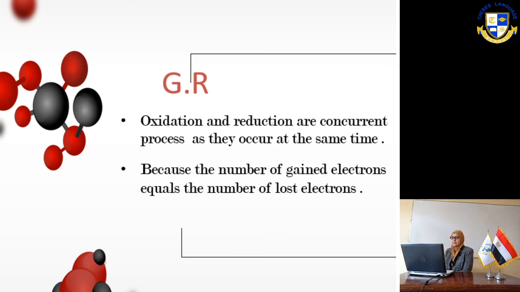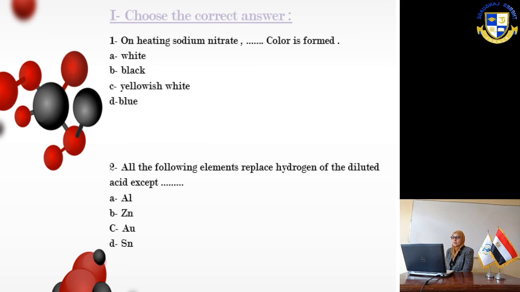Slide number 19. Choose the correct answer. 1. On heating sodium nitrate, what color is formed? The color is yellowish white. 2. All the following elements replace the hydrogen of dilute acid except what? Except gold.